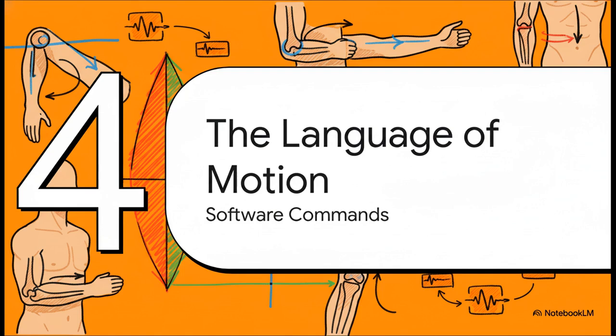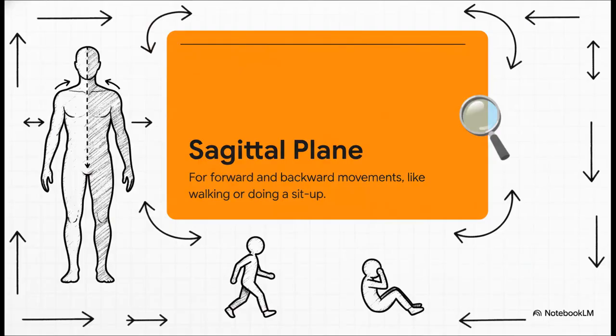We're going to group them by the plane they happen in, and this is where that whole blueprint idea really starts to come to life. First up, we've got the sagittal plane. This one divides the body into left and right halves. So any movement that's purely forwards or backwards happens in this plane. Go ahead and try it. Just nod your head yes. Yep, that's a sagittal plane movement right there.